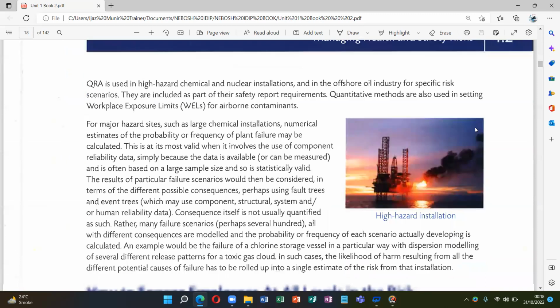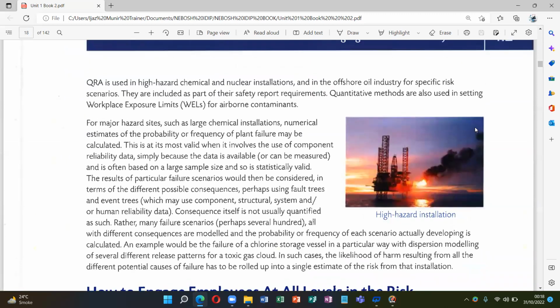Managing health and safety. QRA is used in high hazard chemical and nuclear installations and in the offshore oil industry for specific risk scenarios. They are included as part of their safety report requirements. Quantitative methods are also used in setting workplace exposure limits, WEL, for airborne contaminants.